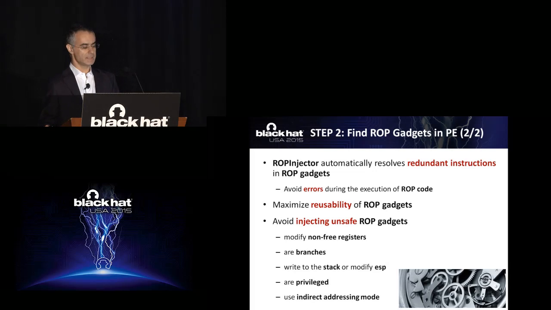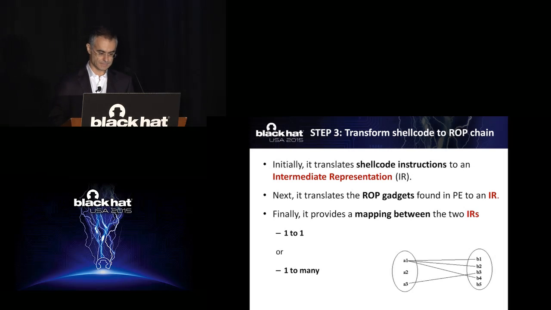Our tool automatically resolves redundant instructions in ROP gadgets in order to avoid errors during the ROP chain execution. It maximizes reusability of the found gadgets and avoids injecting unsafe ROP gadgets, which are gadgets that modify non-free registers, are branches, write to the stack or modify the ESP, are privileged, or use indirect addressing mode. Now let's see how we transform the shellcode to the ROP chain.